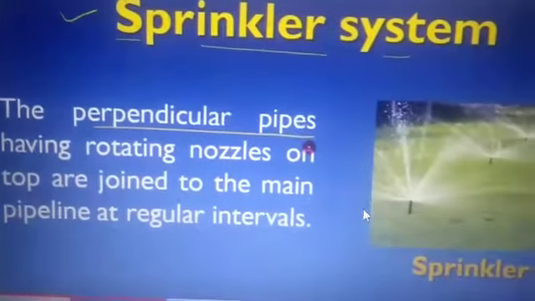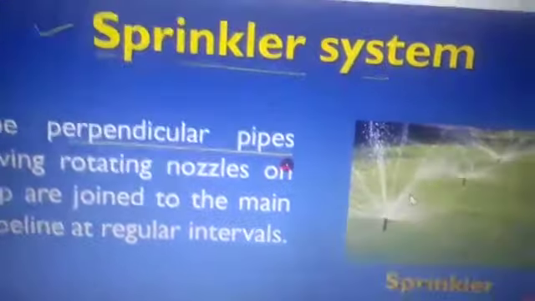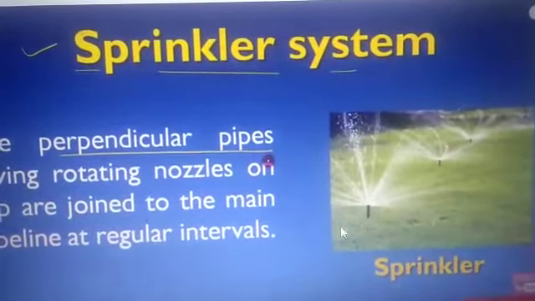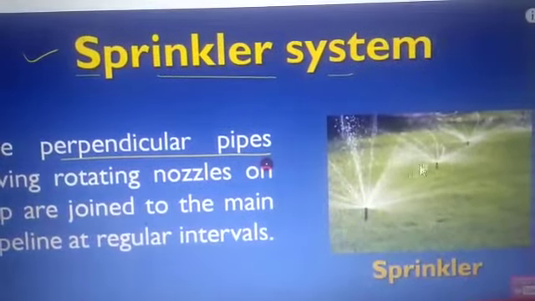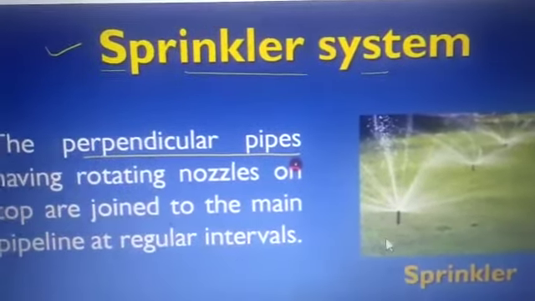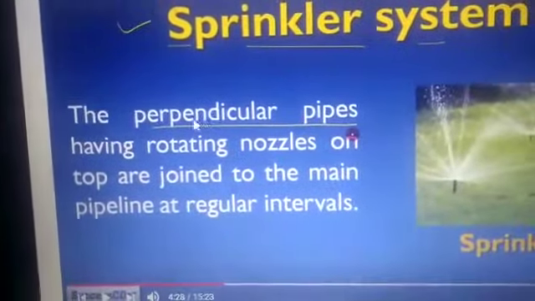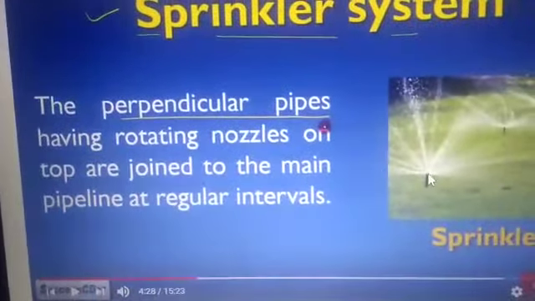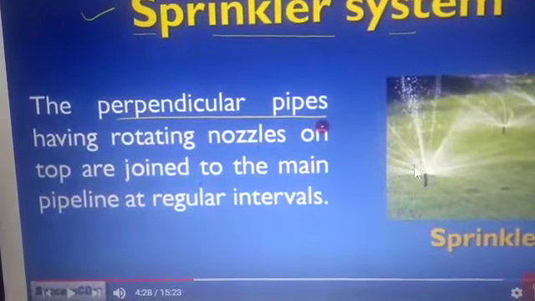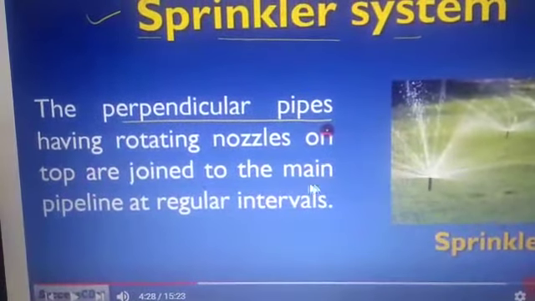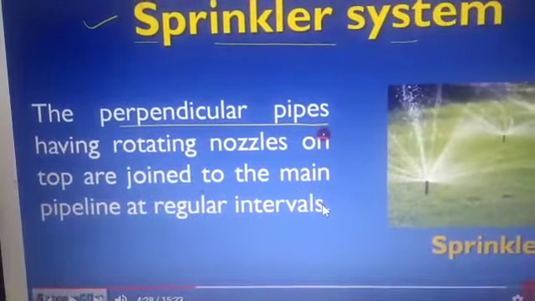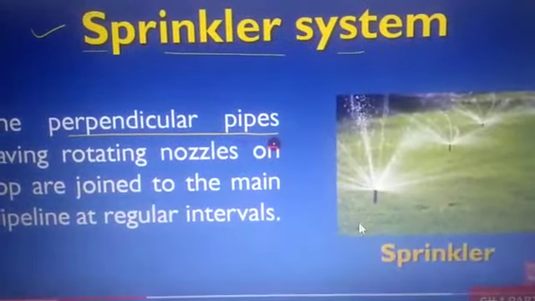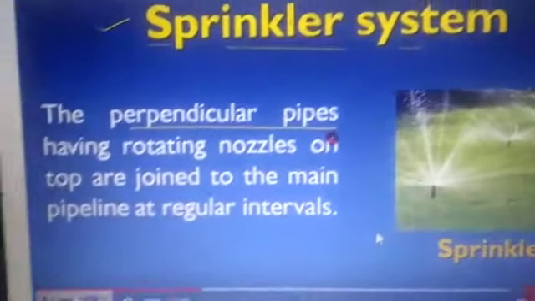In this sprinkler system, perpendicular pipes are used. Perpendicular pipes means these are perpendicular to the surface. These perpendicular pipes are used in this arrangement. The perpendicular pipes, having rotating nozzles at the top, are joined to the main pipeline at regular intervals.